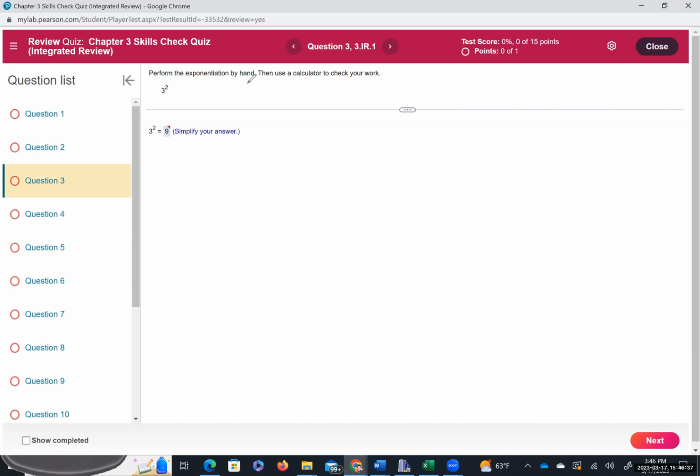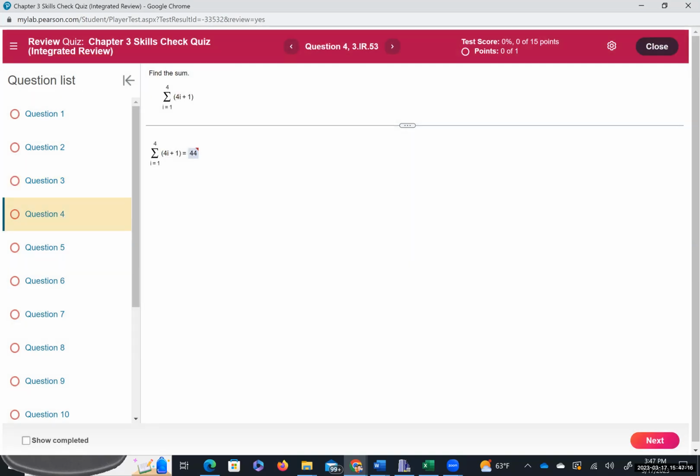Okay, so we're going to perform the exponentiation by hand, and then you can use a calculator to check the work. I mean, 3 squared is actually 3 times itself, 3 and 3. And that's going to be 9, right? And you can use a calculator to check. You must have 9 as the answer. Okay. Let's go.